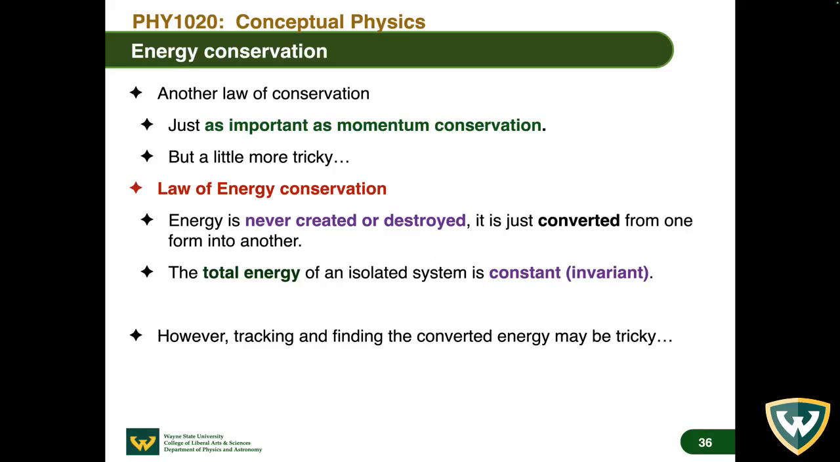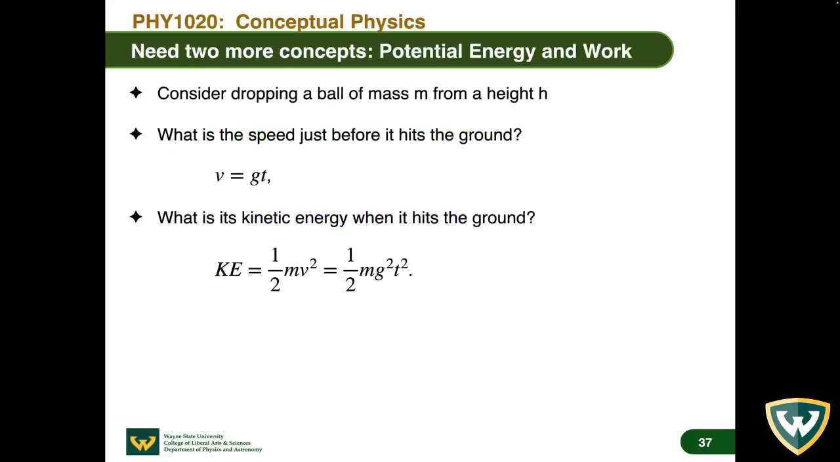However, tracking and finding the converted energy can be tricky. In fact, the unit joule that we mentioned is named after the physicist Joule, who figured that such a conversion of energy from one form to another is always present. And he demonstrated that quantitatively and numerically. He's the one who showed for the first time, quite some time ago, that energy is in fact conserved, although it may change form.